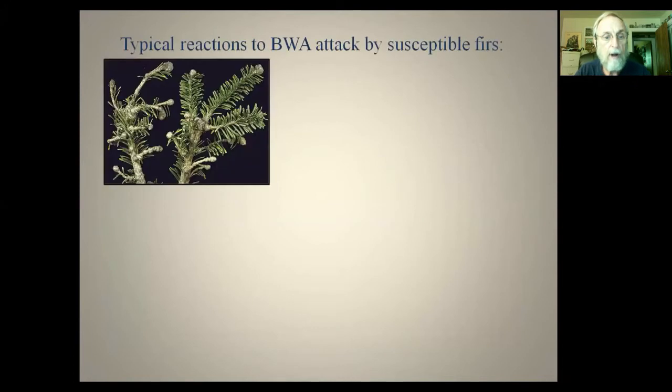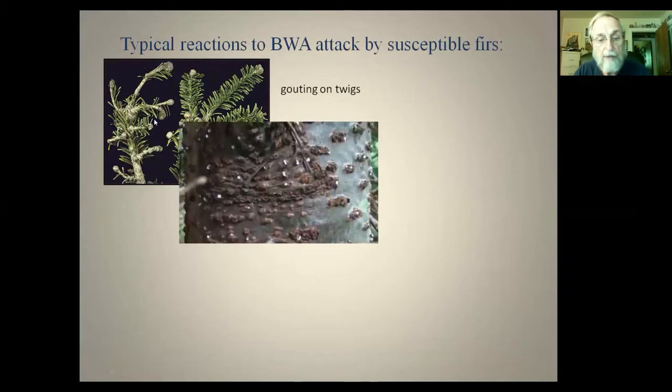And so there are some typical reactions to the adelgid on susceptible firs. The first is this gouting on the twigs. Obviously a Christmas tree is not going to look very good if it has that. And then I mentioned earlier that there's this callus tissue that forms at the feeding sites. There you see the white masses and a little bit of callus underneath each one of them. And so that's callus or tumors.